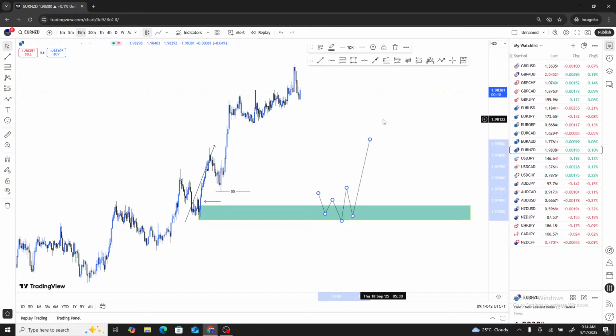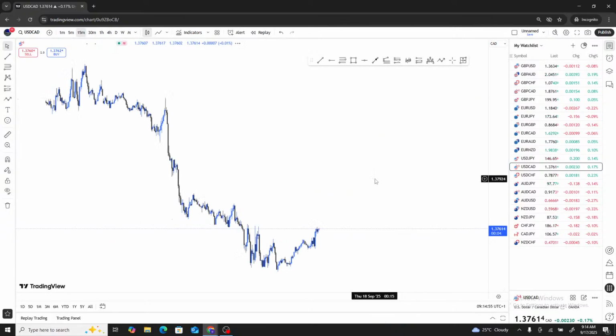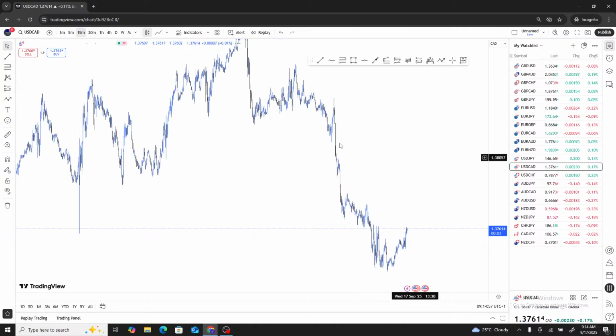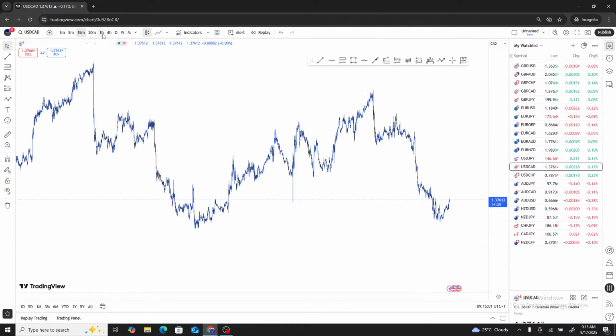Maybe we should look at one more pair. Let's look at USD CAD. USD CAD analysis. You can see that it is on a massive downtrend.